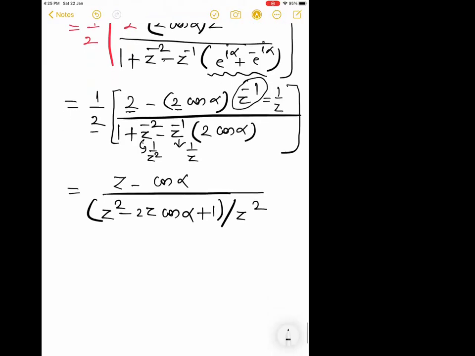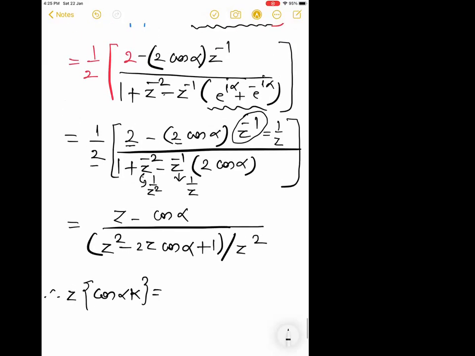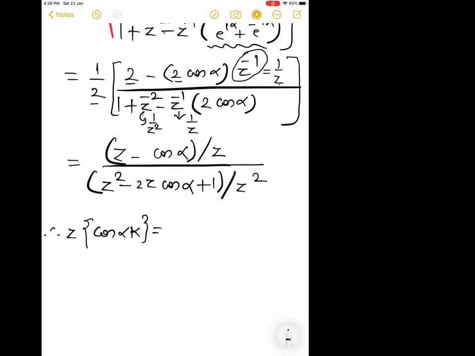Therefore, finally we are getting the result for this as z transform of cos alpha k is equal to z minus cos alpha k. And one more term is missing in the numerator. Numerator mein 1 upon z is also there, no? So that I have not written upon z. Okay, z minus cos alpha upon z in the numerator divided by z square minus 2z cos alpha plus 1 upon z square in the denominator.